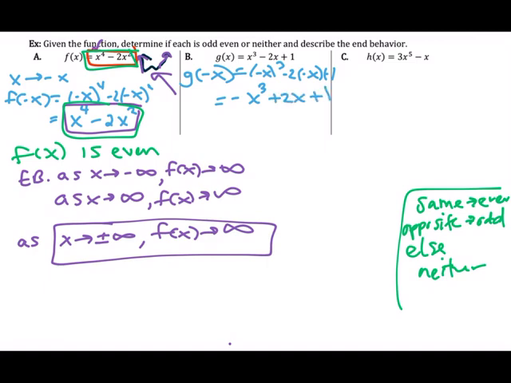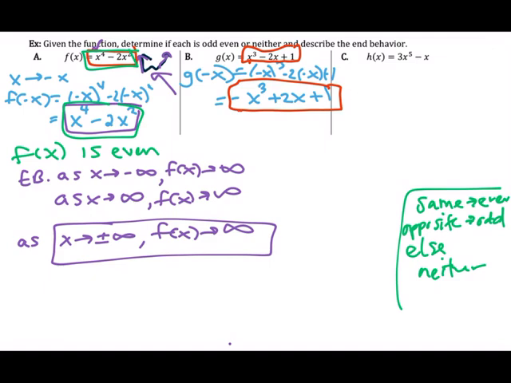So let's look at the signs, comparing this to this. Are they exactly the same? Definitely not. It was positive x to the third, now it's negative x to the third. So they're not the same, so it's not even. Are they exactly opposite?